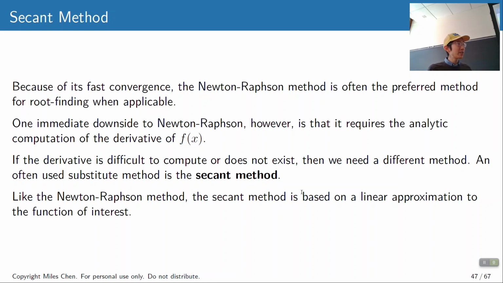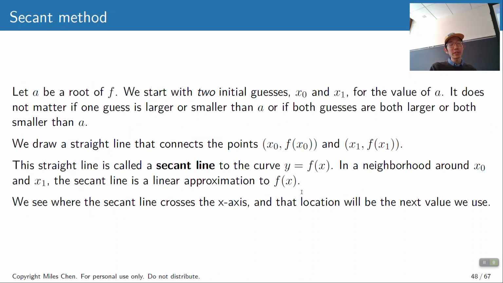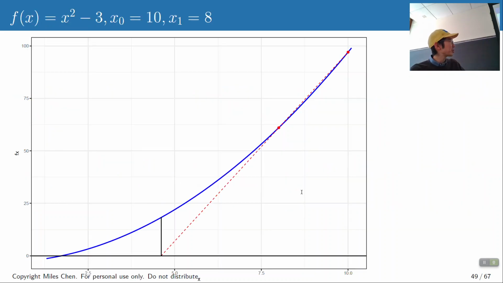So the secant method says, you know what? Don't bother with figuring out the derivative. Instead, figure out a point, find another point, and just draw a straight line that connects those 2 points. Draw a secant line that connects those 2 points. And that's kind of close to a tangent line, and that's the secant method. So let me just show you the picture, all right?